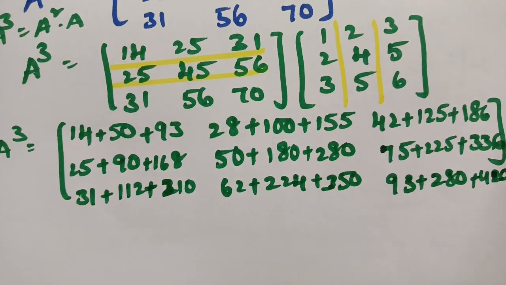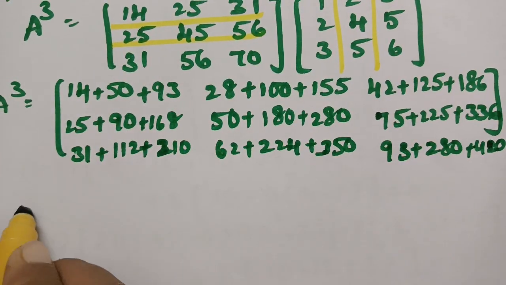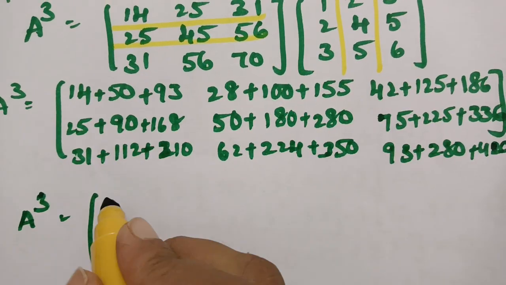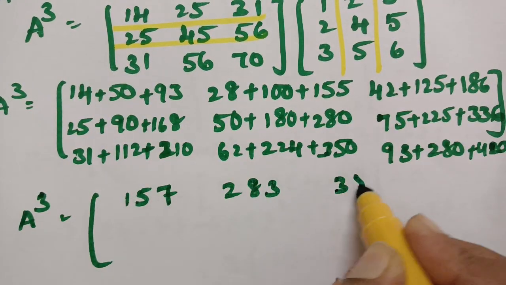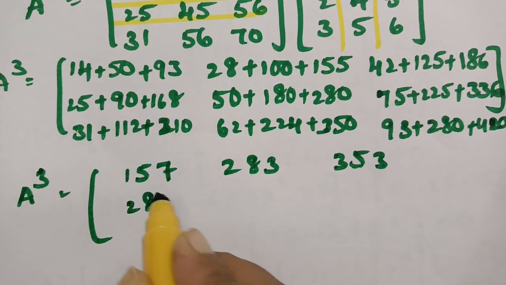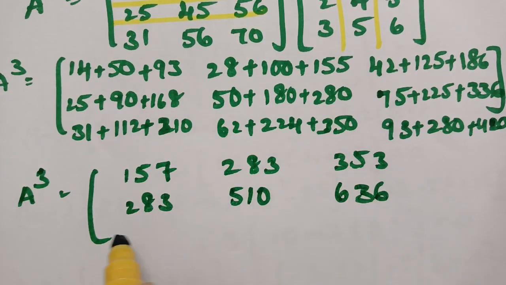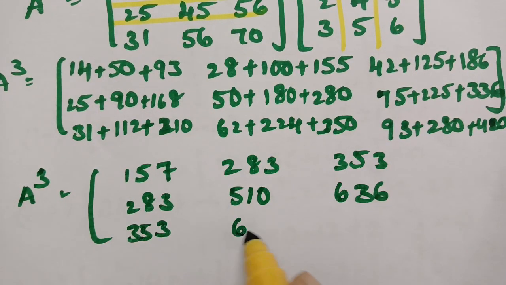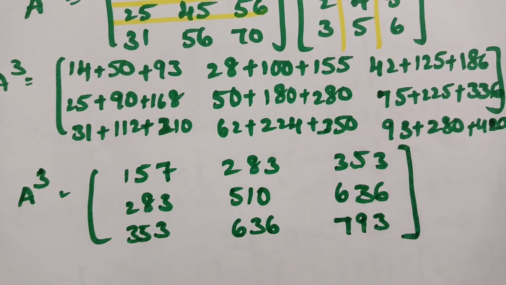So if you add up all this, we'll be getting the A cube value. So what will be our A cube? The A cube value is very clear, so use your calculator if you find difficulty. This one is 157, this is 283, this is 353, and the next one, if you add all these, this is 283, this is 510, this is 636, and if you add all these, the value here is 353, 636, and this value is 793. So this is our A cube value.